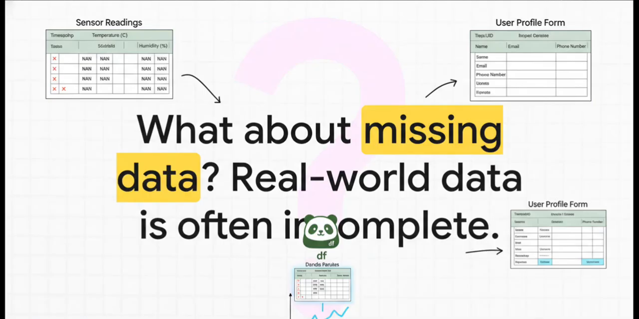But what about the gaps? The blank cells. Because let's be real, real-world data is never perfect. Maybe a sensor failed or someone just didn't fill out a form. This is a problem you will run into, and thankfully, Pandas is built to handle it.